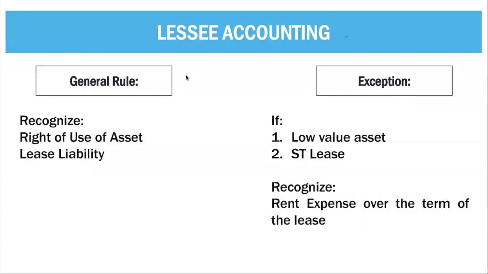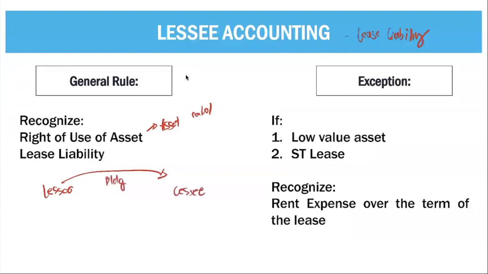We said for lessee, what we have here is your lease liability. So we are accounting for a lease liability for your lessee accounting. The general rule is that for lessee accounting, we recognize a right-of-use asset and your lease liability. The right-of-use asset is the asset which you control. For example, the lessor will lease a building to the lessee. The lessee will not recognize the building, but will recognize it as a right-of-use asset. So the line item is known as right-of-use asset but not building.